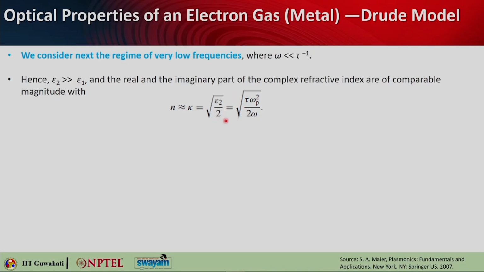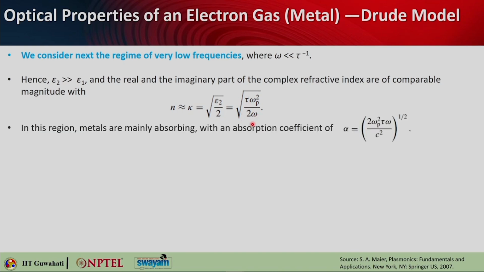So it is square root of epsilon 2 by 2, and you can write it as square root of tau omega p square over 2 omega. And in this region the metal is mainly absorbing, because epsilon 2, the imaginary part, is much larger, and it can be defined using an absorption coefficient alpha, that is given as 2 omega p square tau omega over c square, and square root of that.